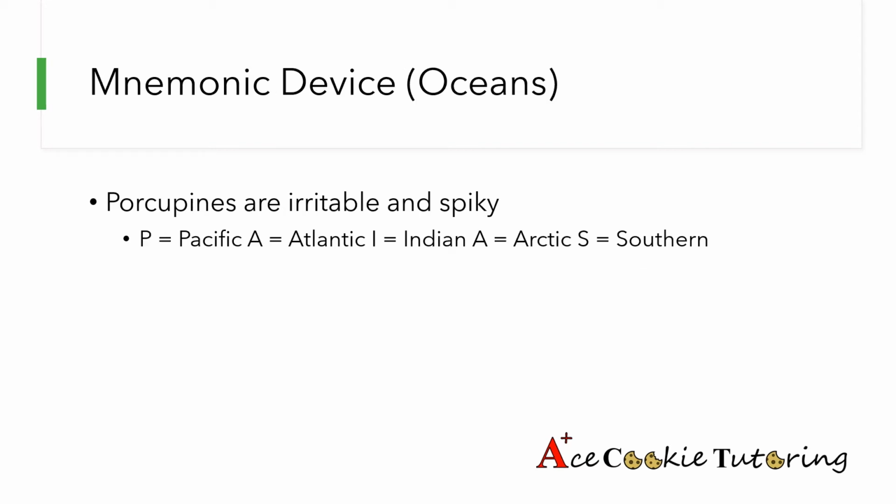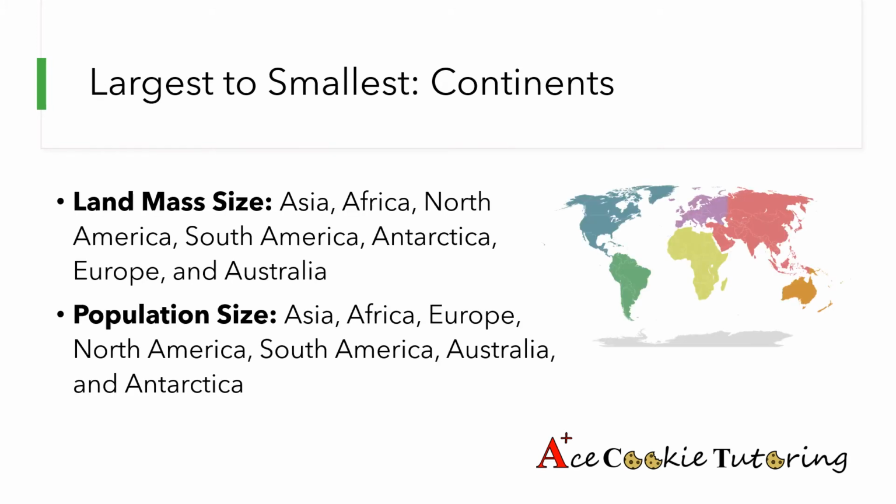Alright, so here is a mnemonic device to memorize the different oceans. Now this is what I created, and I decided I liked "Porcupines are irritable and spiky." I figured we all know what a porcupine looks like, and we all know that they have those spikes, and we all know, at least I have to imagine, they're not very happy when those spikes come out. So here's just an example for you.